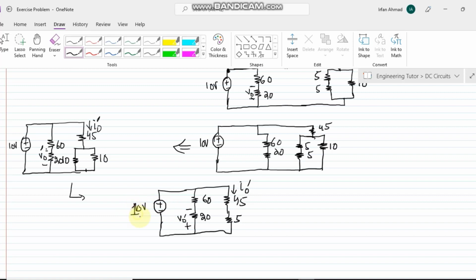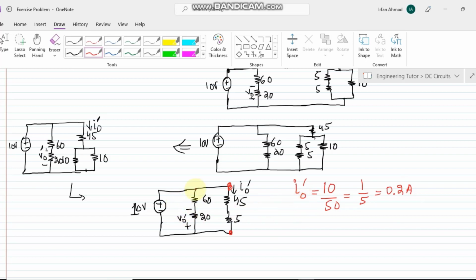Okay, so let me represent this I naught by red and this V naught by red as well. Now in order to find the value of this I naught prime here, I can very easily see that the value of the voltage here at this branch is already known, and that is 10 volts divided by 45 plus 5, because these two are in series with each other, so that would be 50. Here I will have 1 by 5, so 1 by 5 is equal to 0.5 amperes. Okay, so that is the value of I naught prime.